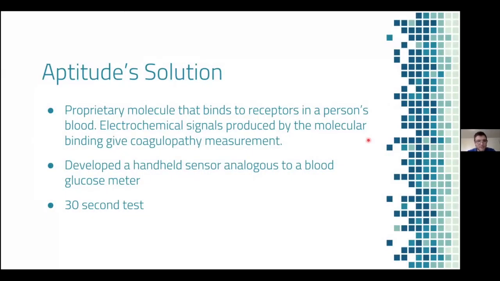So Aptitude, our sponsor, has created a solution. They created a proprietary molecule that binds to receptors in a person's blood. The electrochemical signals produced by the molecular binding provide the coagulopathy measurement. They did this on a handheld sensor that's analogous to a blood glucose meter used by diabetics. And they've gotten the test down to about 30 seconds.